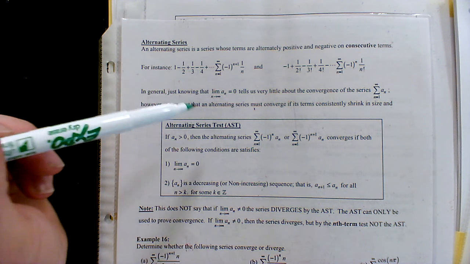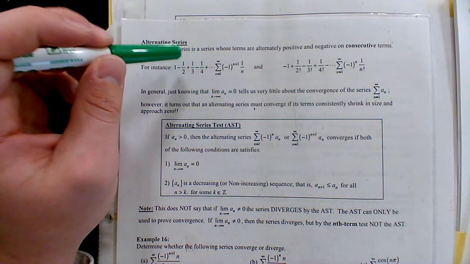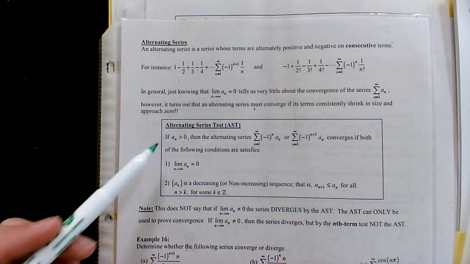So in general, just knowing that the limit of an equals 0 tells us very little about the convergence of a series. However, it turns out that an alternating series must converge if its terms consistently shrink in size and approach 0. So yes, you may keep adding and subtracting numbers, but if those numbers in these alternating series are getting smaller and smaller, you will eventually converge.